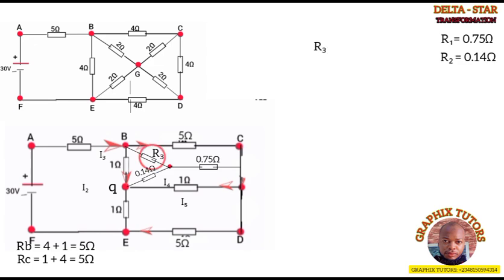R3, you multiply the resistance of the adjacent resistors, which is 5 and 1. So 5 times 1, all over 5 plus 1 plus 1. And that will give us 5 over 7. So my R3 is 0.71.